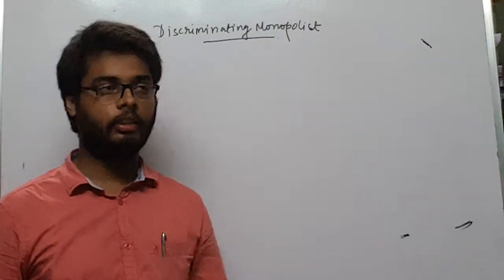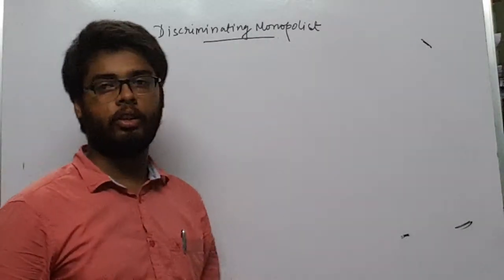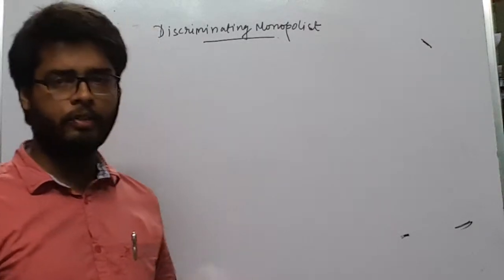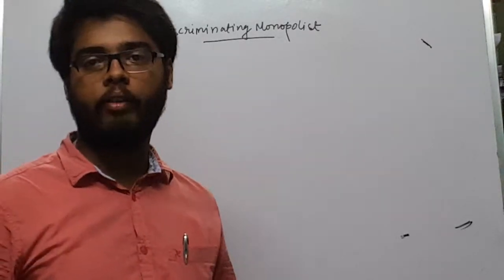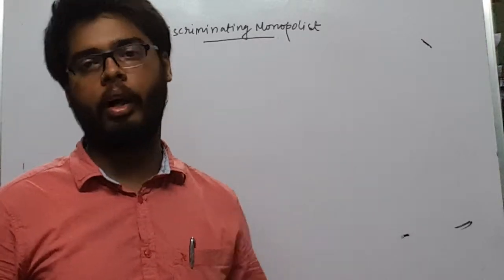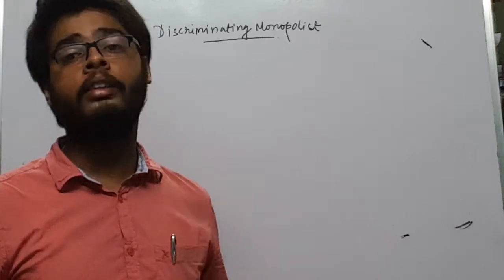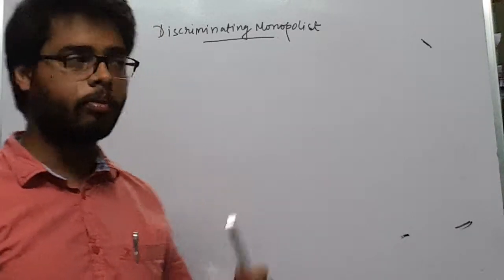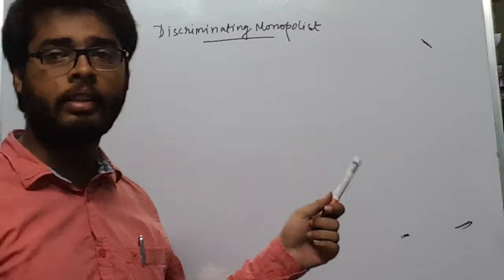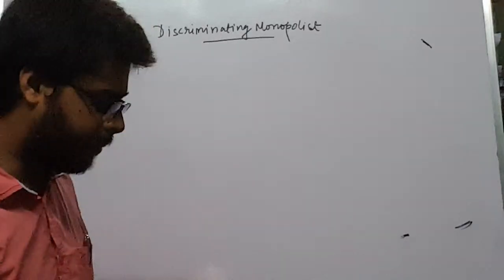In our today's lecture, we are going to explain what is a discriminating monopolist, or what is price discrimination in case of a monopoly market. In our previous videos, we have already understood what a monopoly market is, how it works, how a monopolist sets his price, and how he maximizes his profit. Now we are going to find out what a discriminating monopolist is and how a monopolist discriminates price.